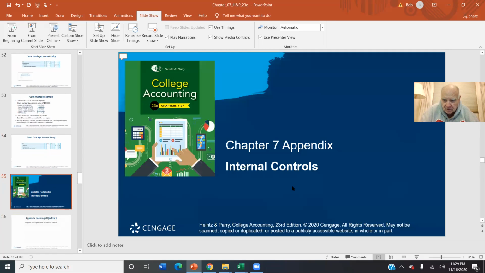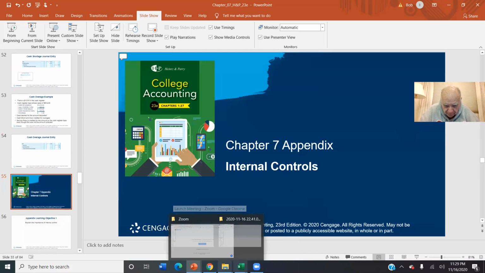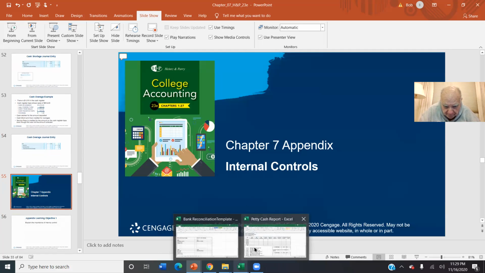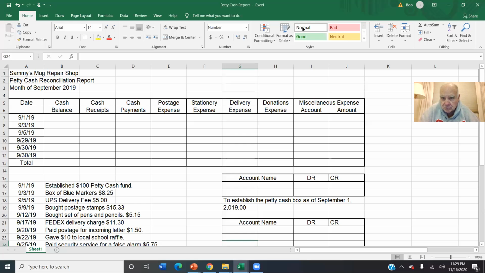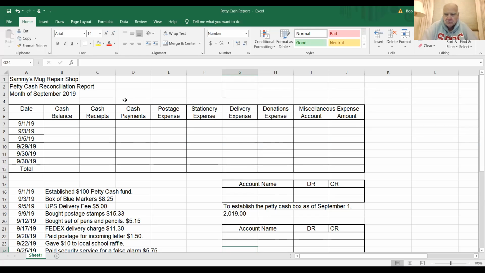Cash overage. And now I'm going to finish in about 5 minutes or less, just to show you one other item. Share. Oops. Here is your petty cash reconciliation report.